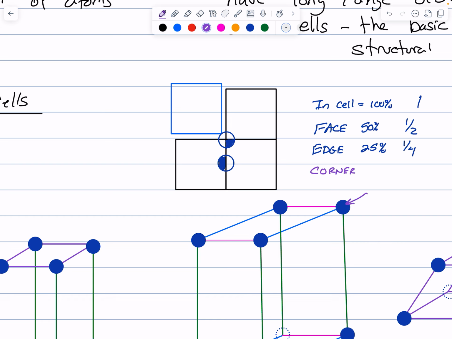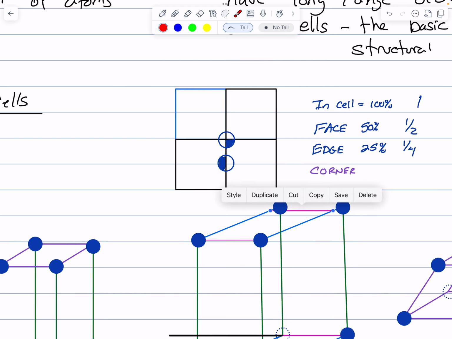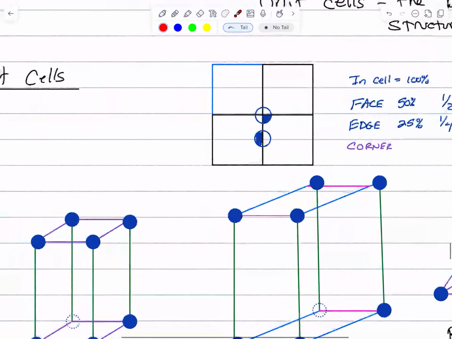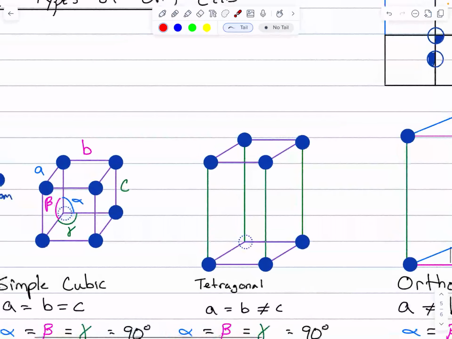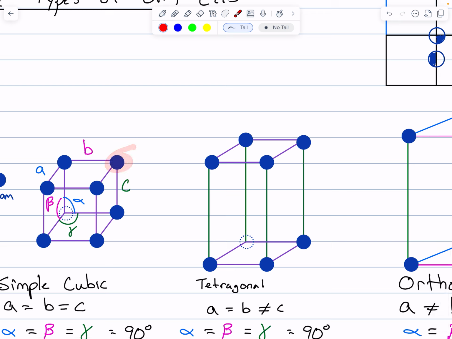Like this one's a corner, or this is a corner, right here, right? Those are corners. And so when we talk about corners, if I move the blue one back down, the corner is in 4 cells down here. But it's also in the cells above. So if I zoom out on the simple cubic here, here is a corner.